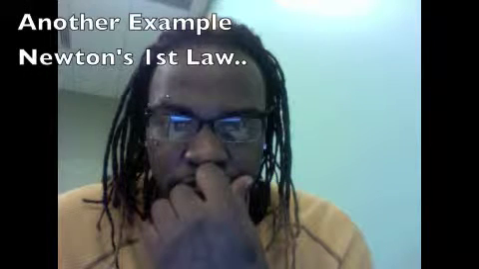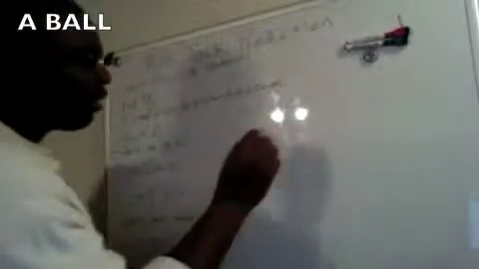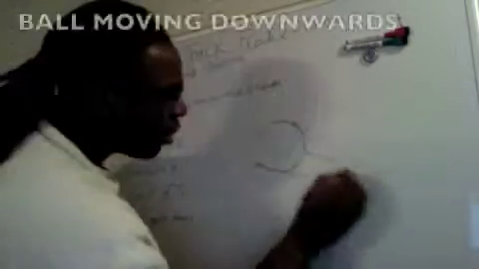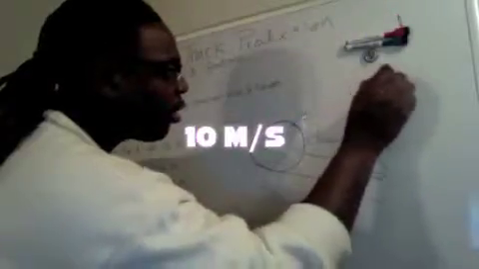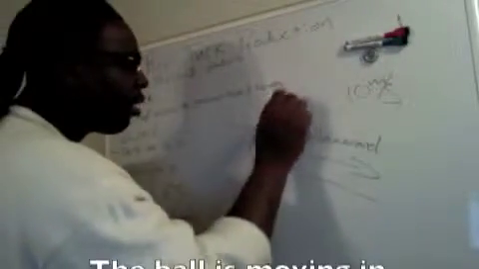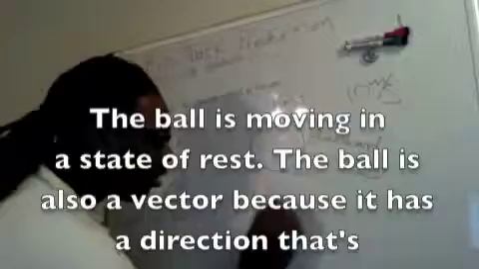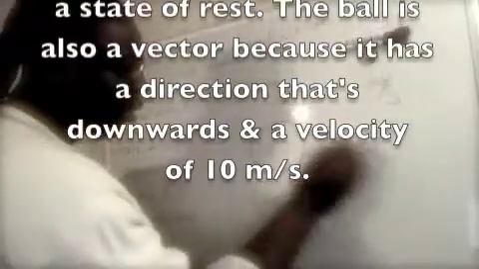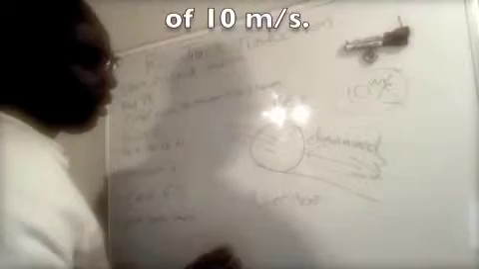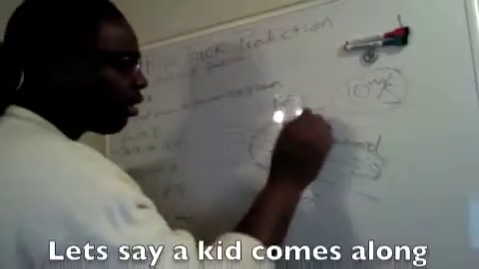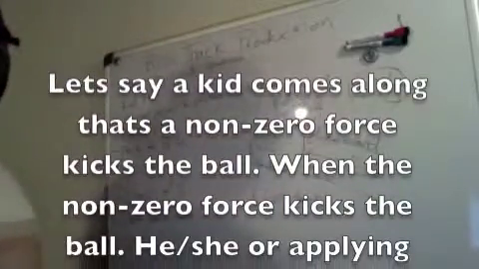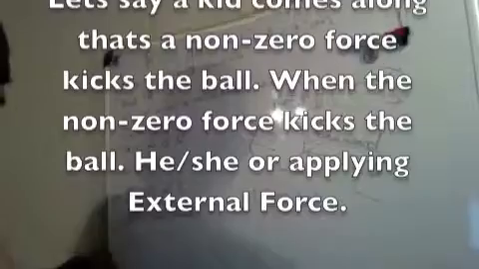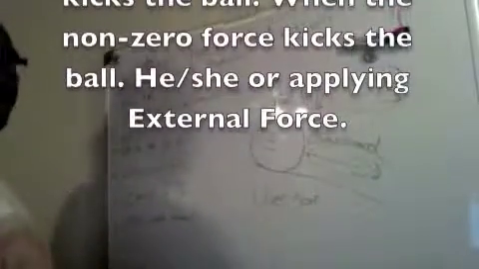Now, I'm about to give you another example of Newton's first law. Okay, let's say we have a ball, and the ball is moving downward at a velocity of 10 meters per second. At this point, the ball is moving at a constant velocity. The ball is also a vector because it has a direction, downward, and a velocity of 10 meters per second. And then a kid comes along, a non-zero force, and kicks the ball. When the non-zero force kicks the ball, he or she is applying an external force.